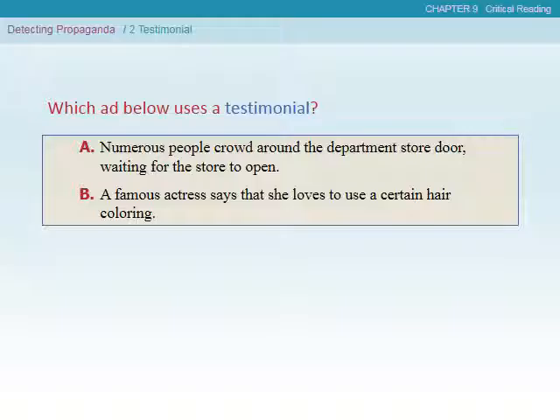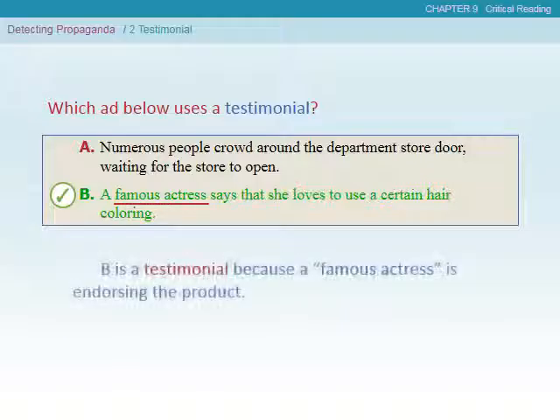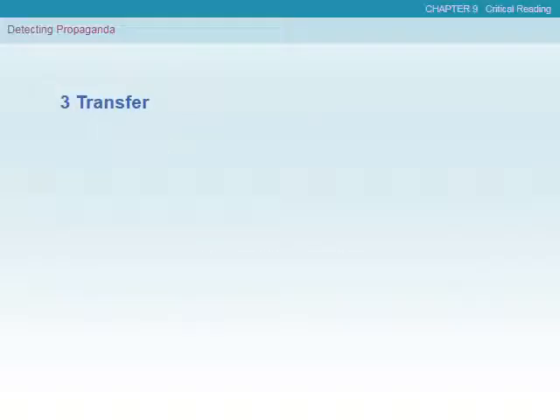So let's look at these two. Which one's testimonial? Numerous people crowd around a department store door waiting for the store to open. Or, a famous actress says she loves to use a certain hair coloring. So the answer is the second one. We have the famous actress in this one who is endorsing the product. Because this woman is famous, she gets associated with the product.